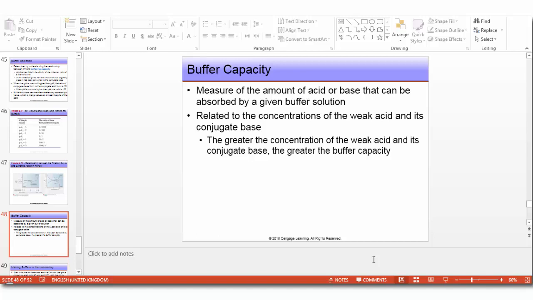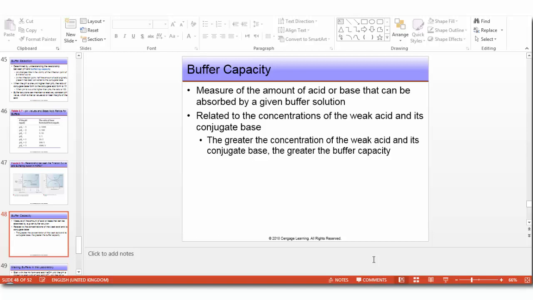So we can say that the greater the concentration of both the weak acid and its conjugate base, the greater the buffer capacity. So this is the concept. How do we make buffers in the lab? This is not required.